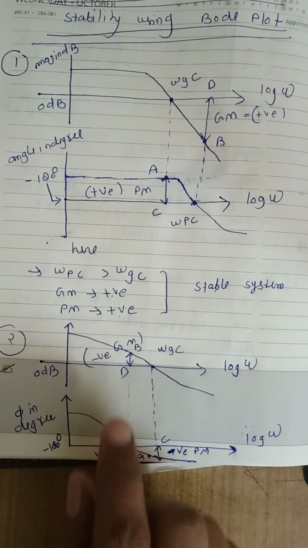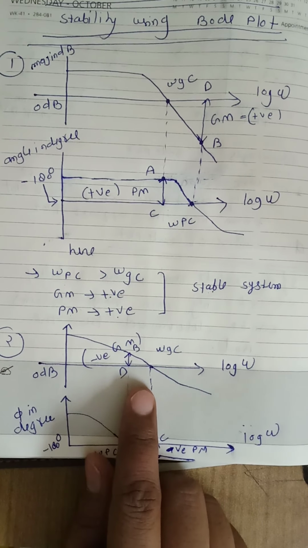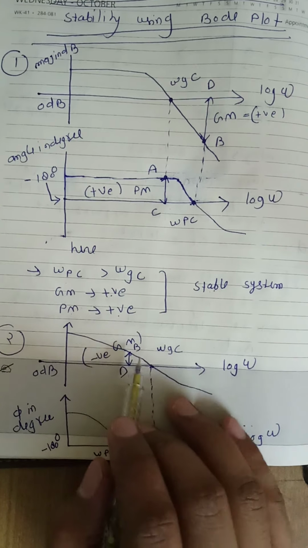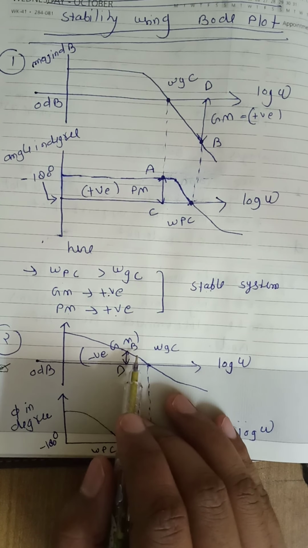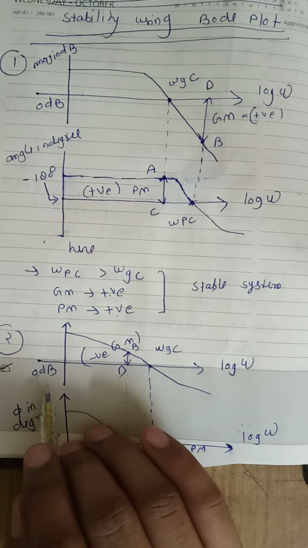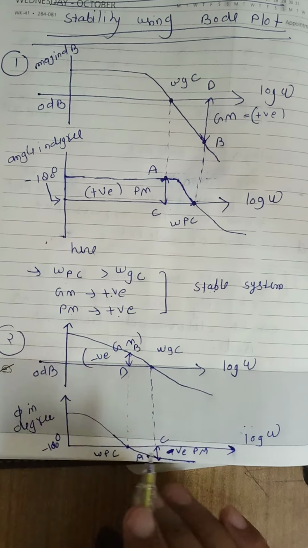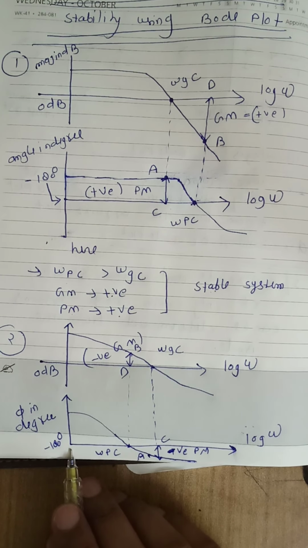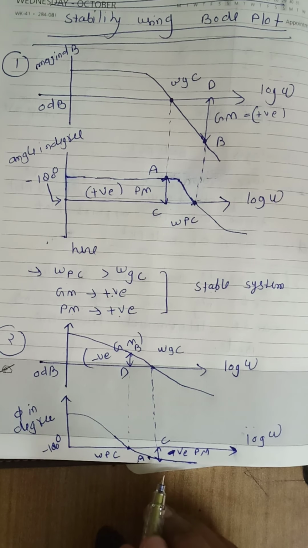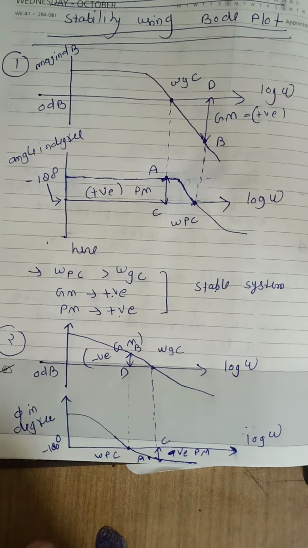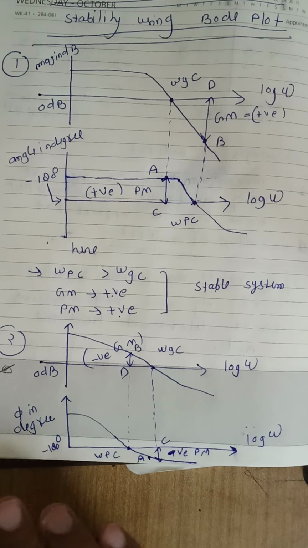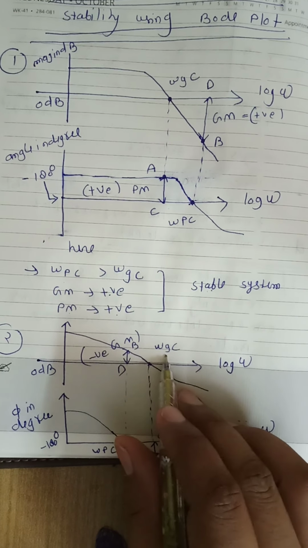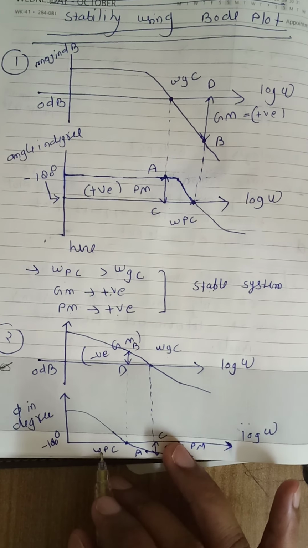According to the magnitude plot, point B or the intersection point is above the 0 dB line, so gain margin is negative. According to the phase plot, point A is below the minus 180 degree line, so phase margin is negative. And if we see the diagram, we can say omega GC, gain crossover frequency, is greater than phase crossover frequency.